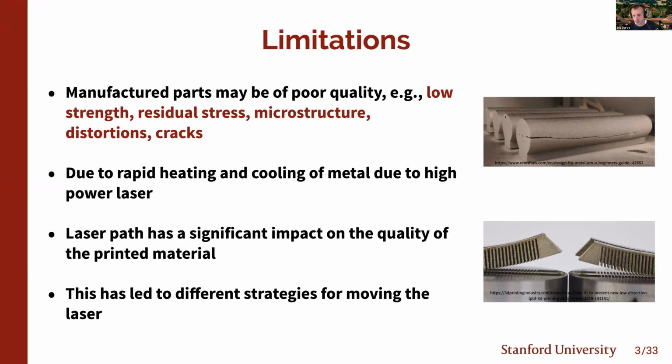For example, you can get distortion, as shown here on the bottom right. The part is supposed to be flat, but because there is this stress inside the printed component, there's a slight bend. And you get all the problems with microstructure, distortions, cracks, and so on. What we're interested in here is whether there is a way that we can optimize the path of the laser in order to improve the quality of these parts.